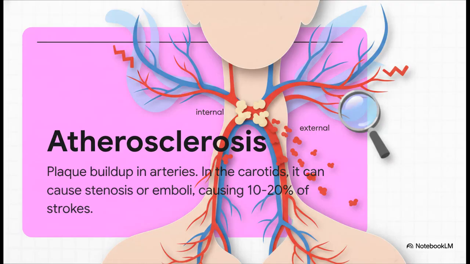The root of the problem, the villain in this story, is atherosclerosis. It's that plaque buildup that loves to happen right where the common carotid artery splits into the internal and external branches. Now, this plaque is dangerous in 2 main ways. 1, it can get so big that it physically chokes off blood flow, creating a low flow state. Or, and this is actually more common, it can get unstable, crumbly, and break off little pieces that then travel up into the brain and cause an embolic stroke.